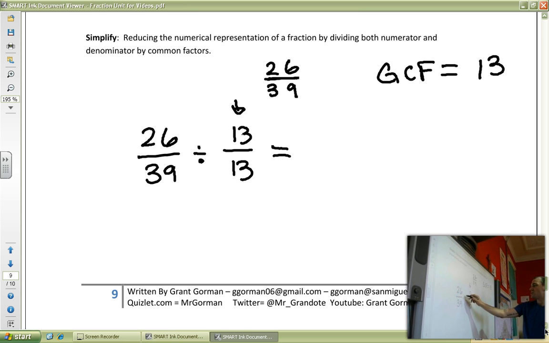lowest terms. 26 divided by 13, we're going to go straight across with these, is going to give me 2, because 13 fits into 26 2 times, and then finally straight across again, 39 divided by 13 is 3.